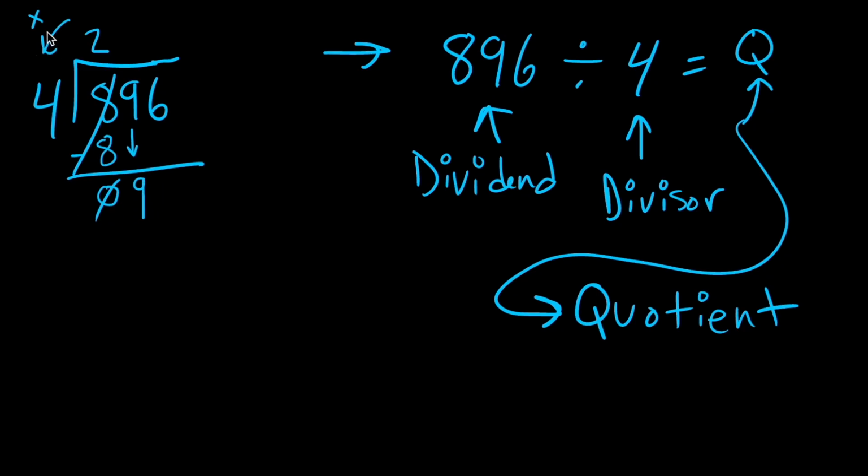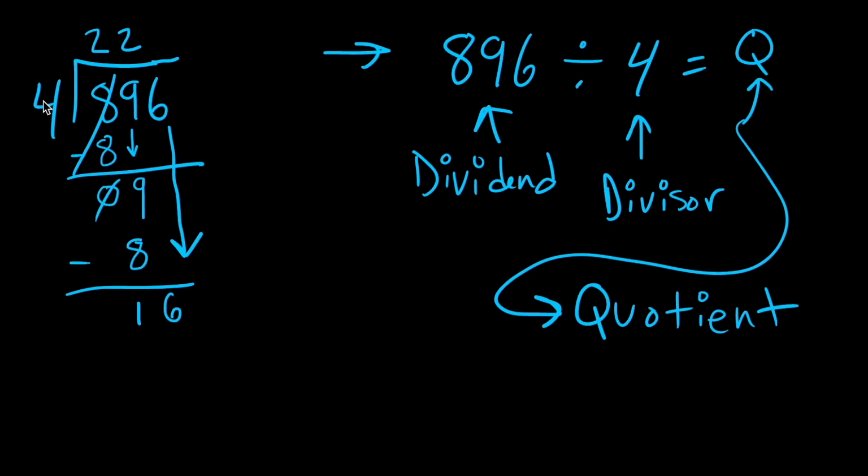Now you start all over again like you did in the beginning. How many times can 4 fit into 9? 2. So you write the 2 on the top, and then you multiply just this 2 times 4. That gives you 8. Then you simplify. 9 minus 8 gives you 1. Then you bring down the 6, and now you have 16. And then we start all over again.